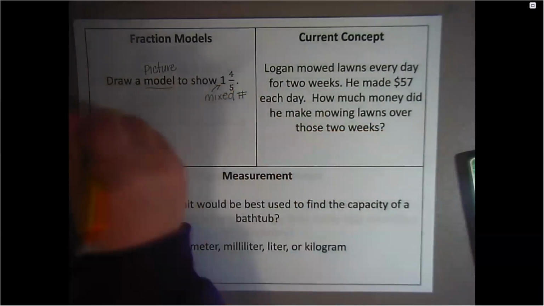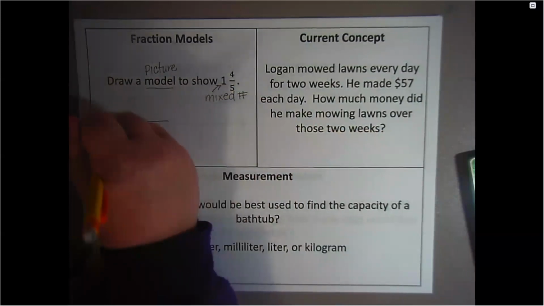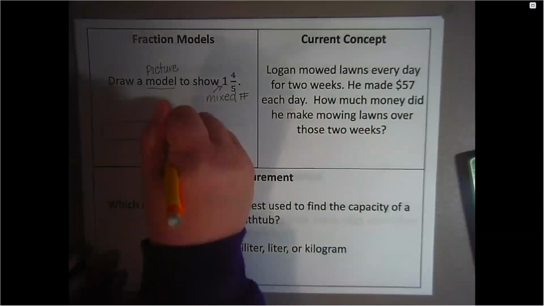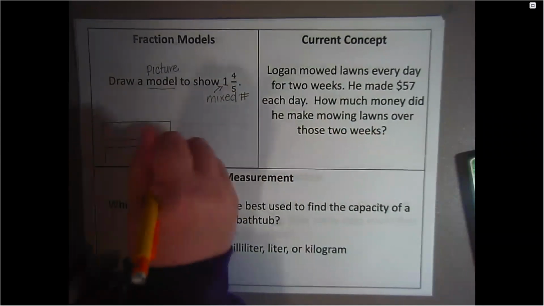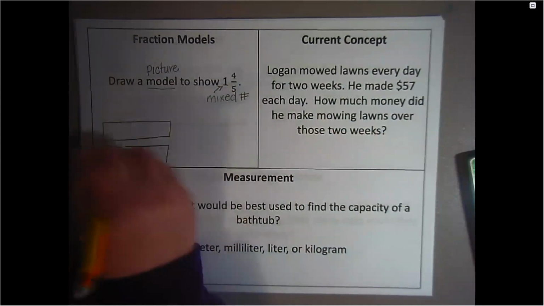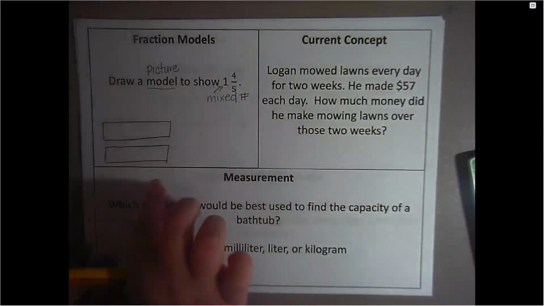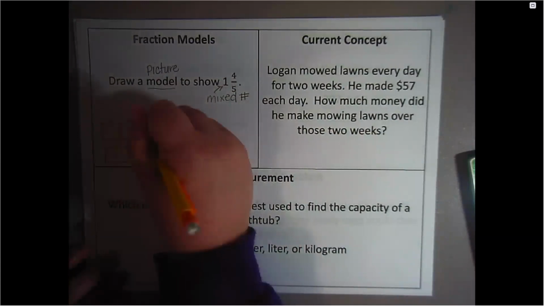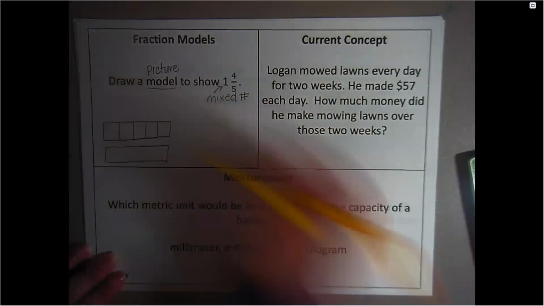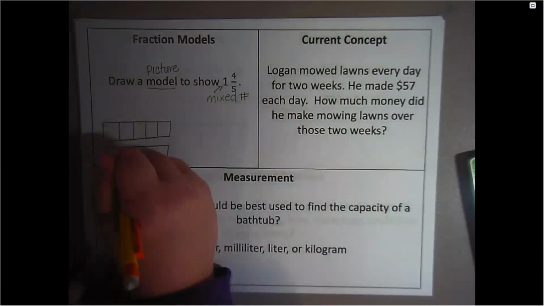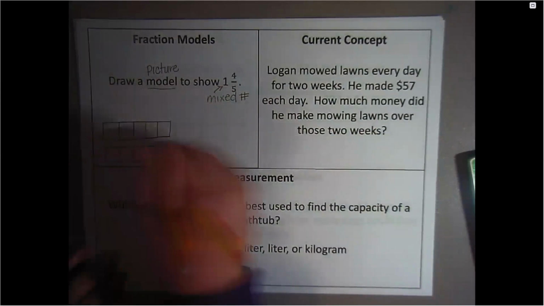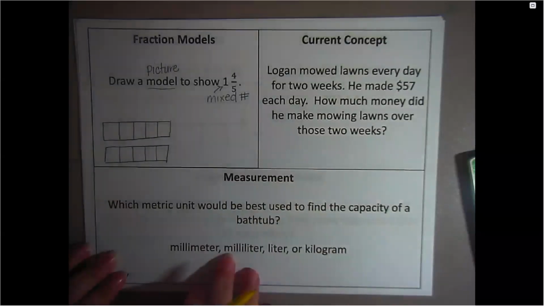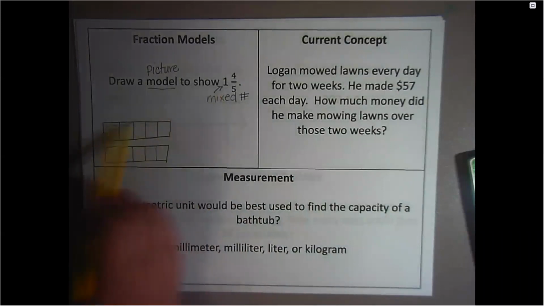So I'm going to take a rectangle and I'm going to draw an identical rectangle underneath it because I have to have my whole and my fractional parts. And I'm going to divide it into fifths. So 1, 2, 3, 4, 5, and then just do the same thing underneath. Okay, it doesn't have to be beautiful, but it should be kind of almost similar. And I'm going to shade in one whole model to show the one whole.